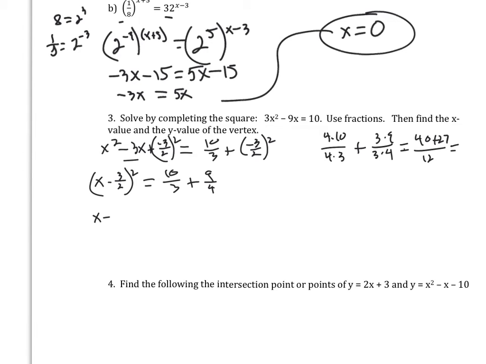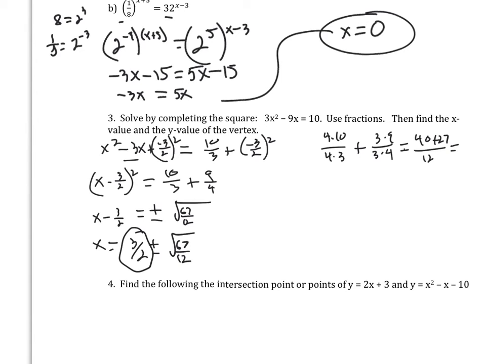So we get x minus 3 halves is equal to plus or minus the square root of 67 over 12. Okay, so that means that we get x is equal to 3 halves plus or minus the square root of 67 over 12. The x value of the vertex is just going to be 3/2.